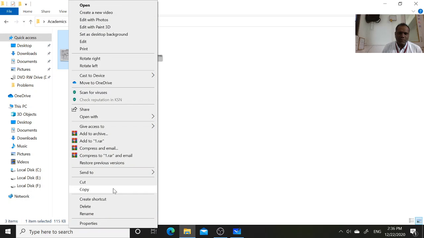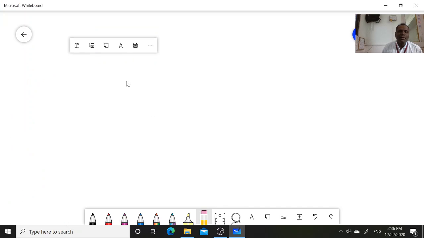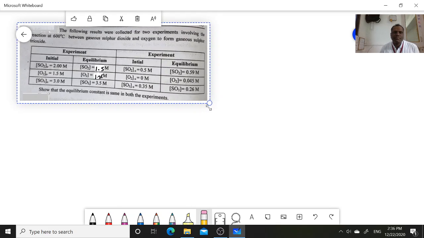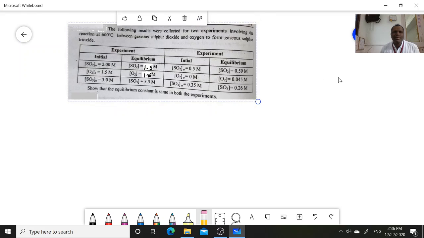Copy this problem, paste this problem. Let's read the problem. Following results were collected for the two experiments involving the reaction at 600 degrees centigrade between gaseous sulfur dioxide and oxygen to form the gaseous sulfur trioxide. This is experiment number 1, the values are given. This is experiment number 2, the values are also given.